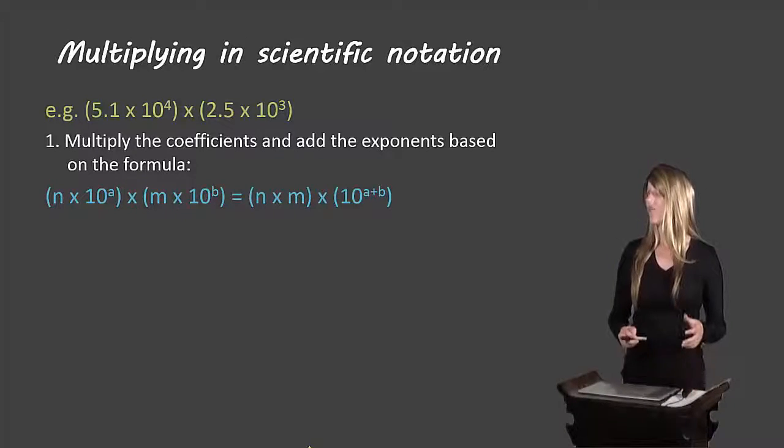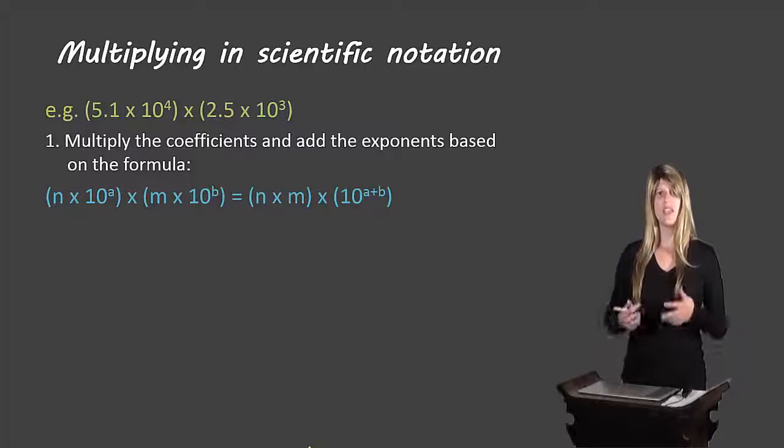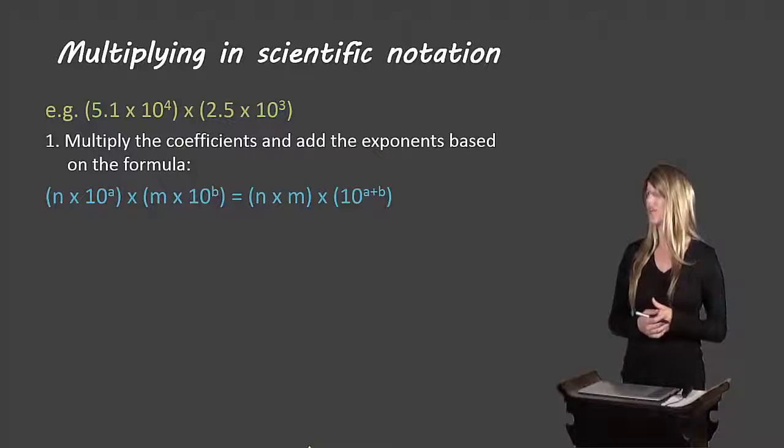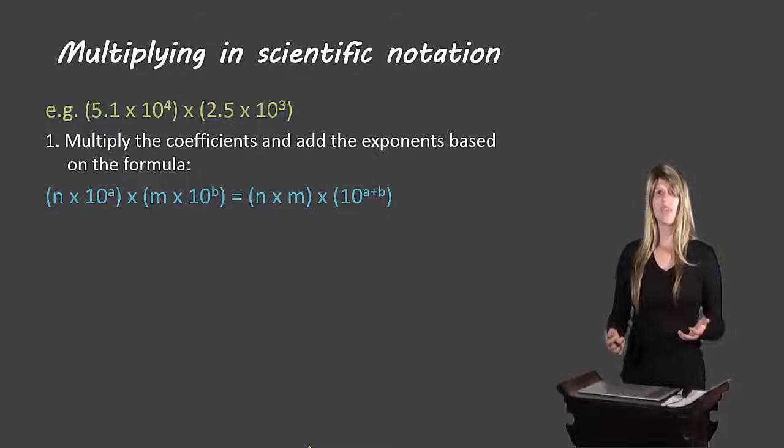We start off with n times 10 to the a, that's just a general formula for something in scientific notation. And then m times 10 to the b, again a general formula for something in scientific notation. We use n and m for the coefficients and a and b for the exponents. To find the answer, we multiply n times m, so we multiply the coefficients times each other. And then it's times 10 to the a plus b, so we add our exponents together.